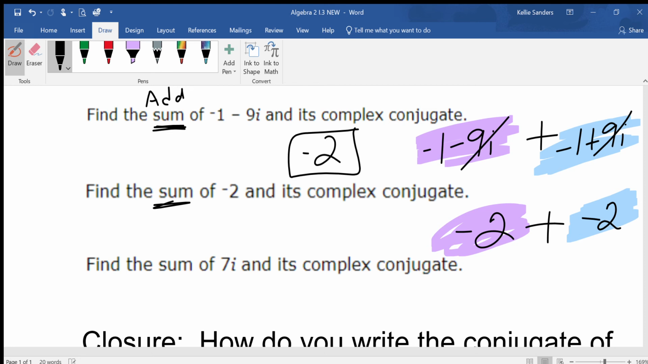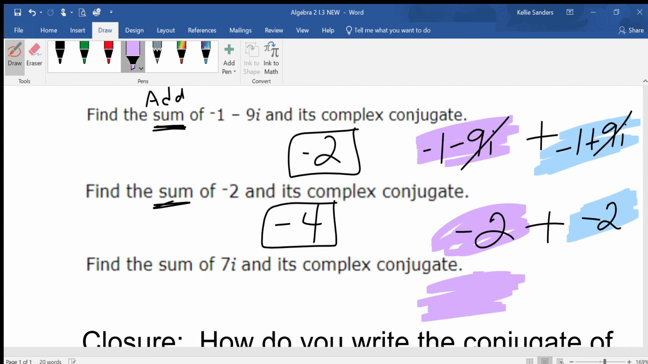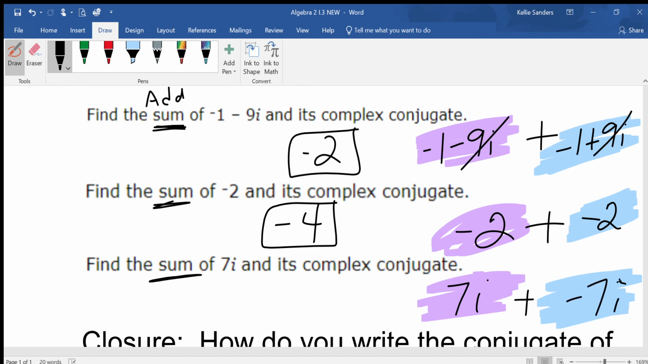And those do not cancel each other out. They actually become negative 4. Okay. I'm sorry, not real number, but the first part of the question, which is 7i, and we're going to add its complex conjugate. So in this part, 7i, is 7i the real part or the imaginary part? It's the imaginary part because it has an i. So what's the complex conjugate of 7i? Negative 7i. What happens whenever I add them? They cancel out. So our answer is going to be 0.